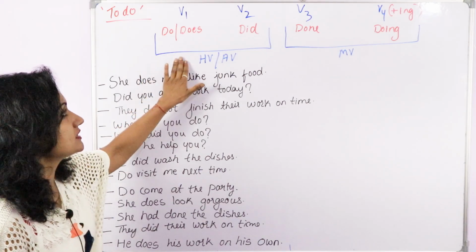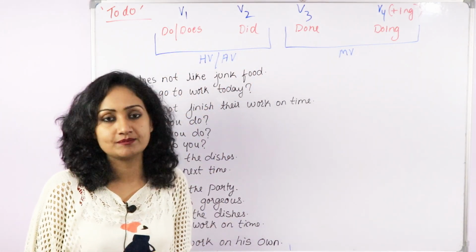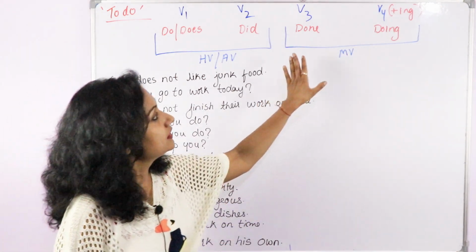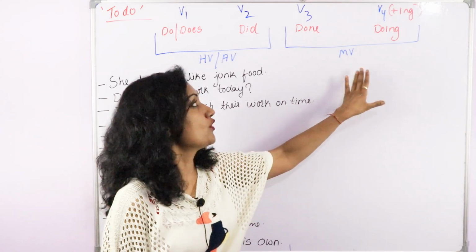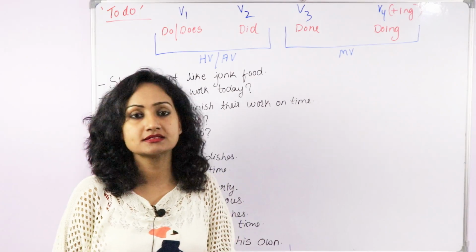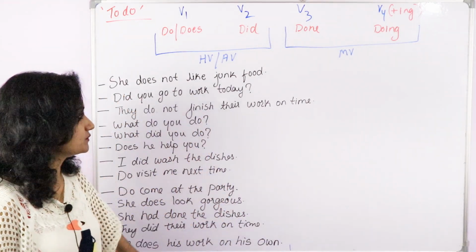Generally, do, does and did are used as an auxiliary verb or a helping verb, not always, generally. And V3 and V4 forms, done and doing, are generally used as a main verb. How? Let's understand it with some examples.